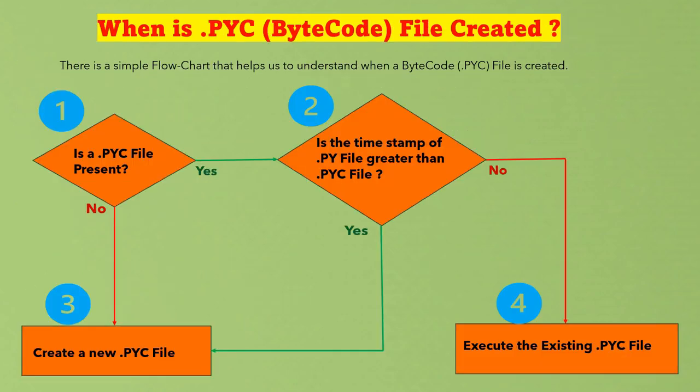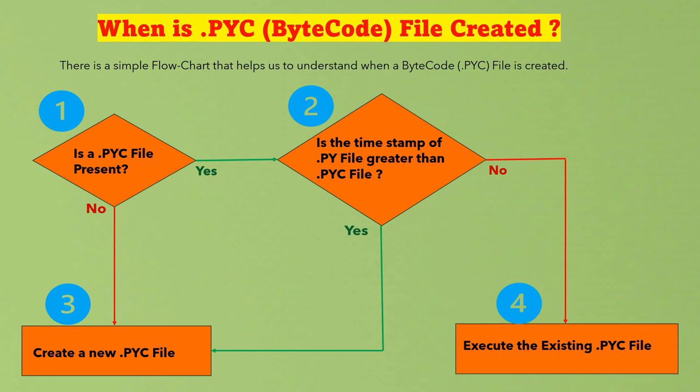When is .pyc bytecode file created? There is a simple flowchart that helps us to understand when a bytecode file or .pyc file is created. Step 1. Python checks if a .pyc file is already present. If yes, then it goes to second step, wherein it checks if the timestamp of the .py file is greater than .pyc file. Thus, it checks if there are any new modifications to .py file after .pyc file was created.